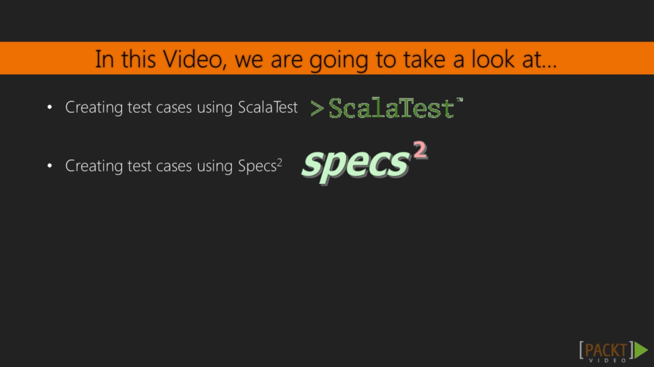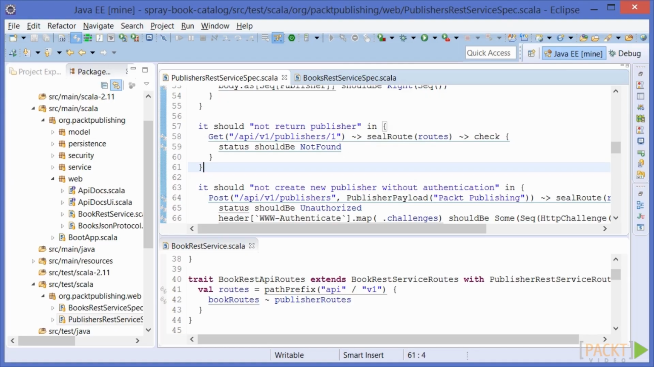With that, let's move on to the subject and dissect different test cases written using ScalaTest and Spray Test Kit. Our first test case is very simple. Let's ensure that no publisher is going to be returned for empty book catalog.